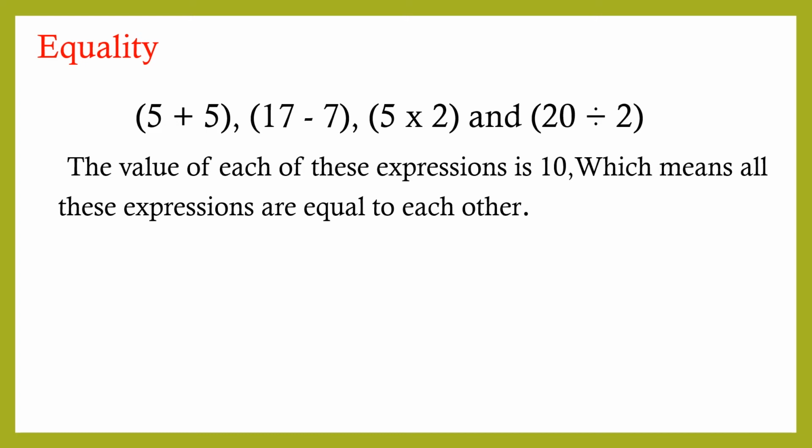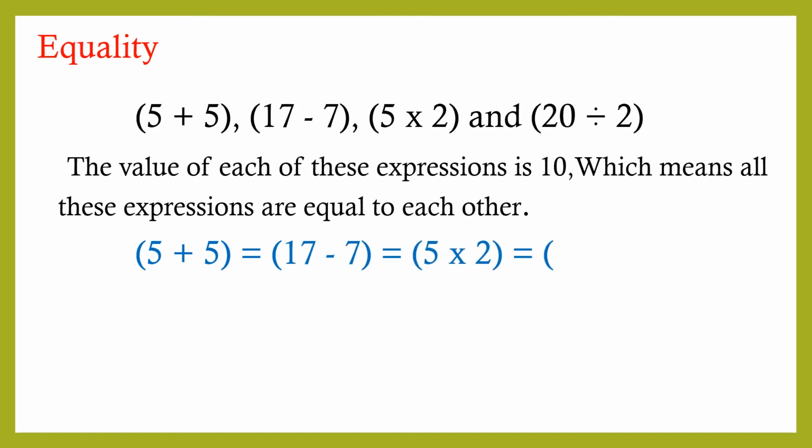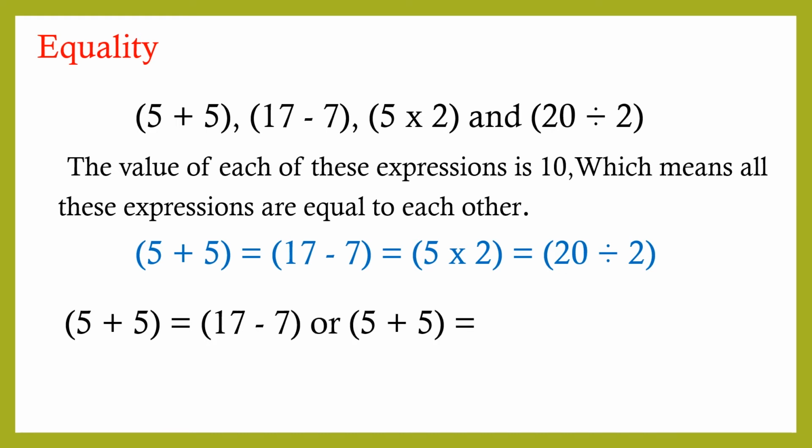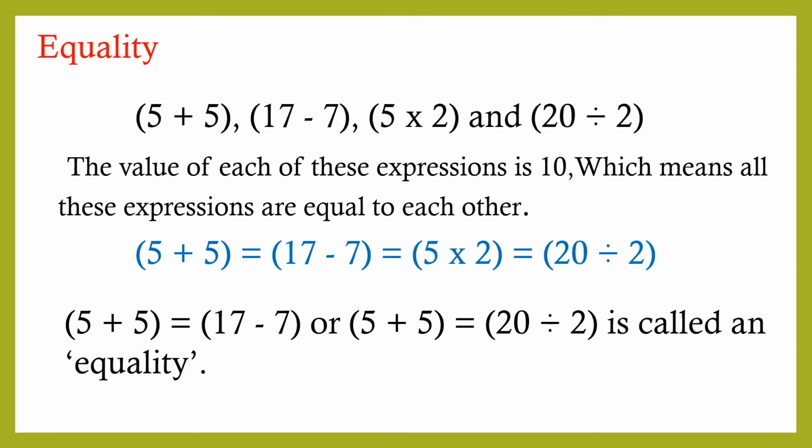So, we can write these expressions as 5 plus 5 equal to 17 minus 7 equal to 5 into 2 equal to 20 divided by 2, or 5 plus 5 equal to 17 minus 7, or 5 plus 5 equal to 20 divided by 2, which is called an equality expression. When two expressions have the same value, they are called equality expressions.